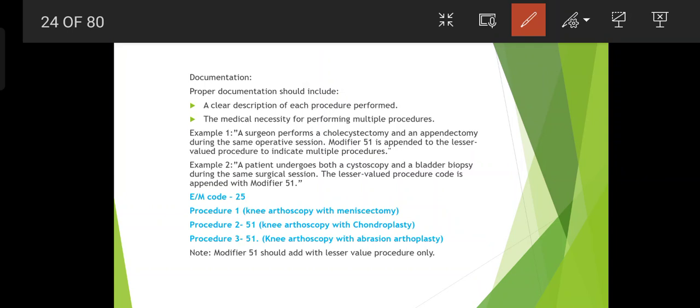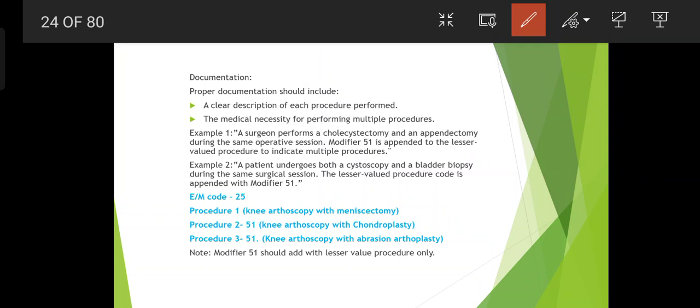And then secondary procedure, knee arthroplasty, knee arthroscopy with chondroplasty, knee arthroscopy with abrasion arthroplasty. Okay, so the E/M service you have coded and modifier 25 assigned, and procedure 1 coded, that is knee arthroscopy with meniscectomy. The second procedure and third procedure you coded again, and for the second and third procedures you have to apply modifier 51 for both procedures.